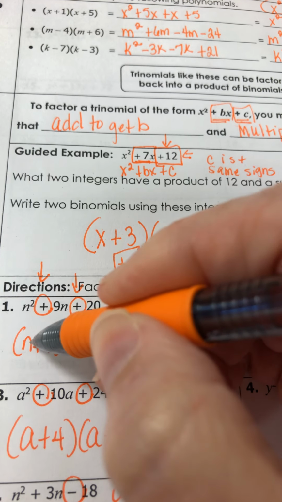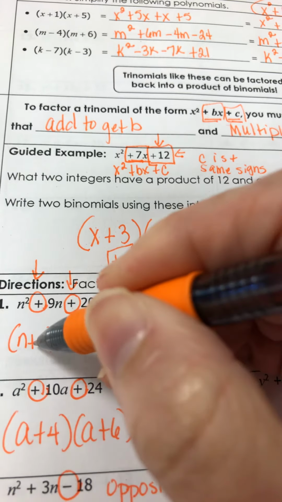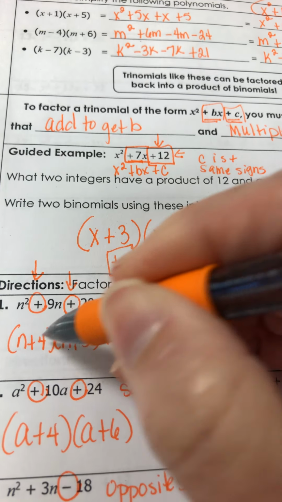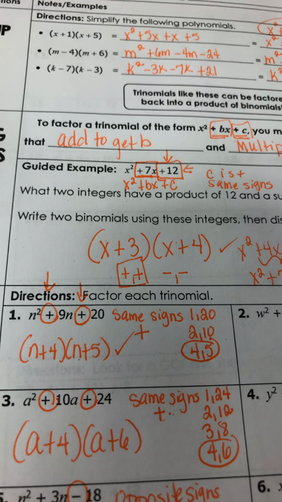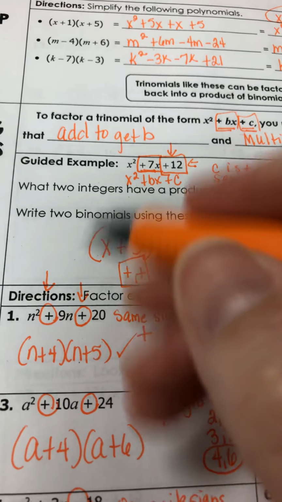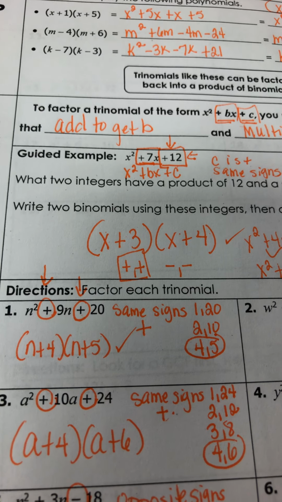So n squared becomes n in both parentheses, and then since I need same signs, both of them are positive, and I'm going to use 4 and 5. FOIL it out, and then multiply everything to check it, and add your middle terms, and you're going to get right back to that original problem.